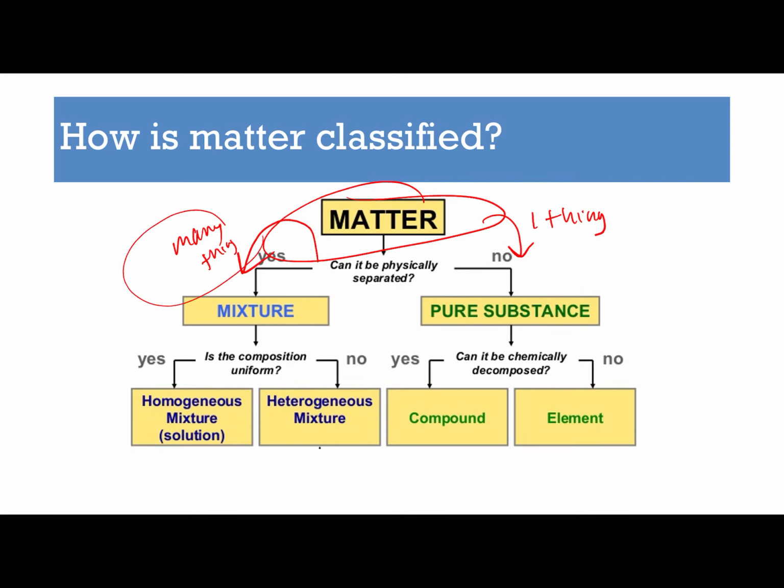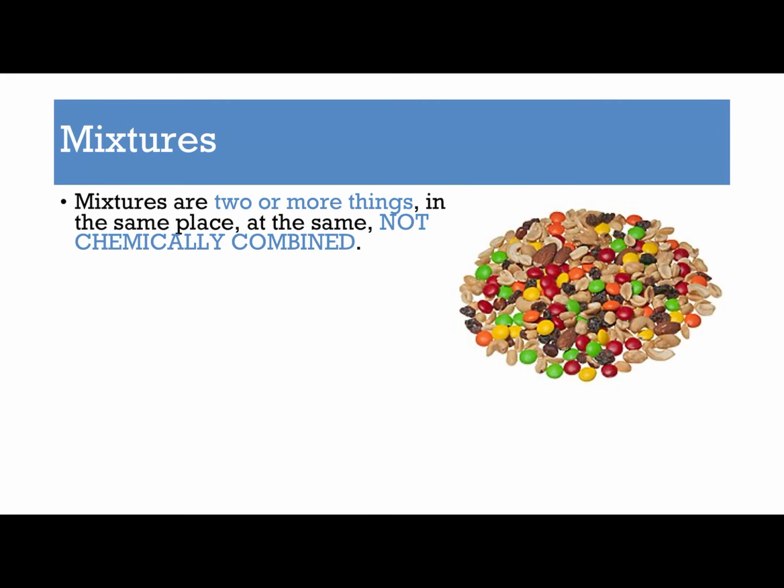Now, if you can see the different things in the mixture, homogeneous. If you have different amounts of things in the mixture, it is heterogeneous. And then back to here, if you have one thing and that one thing can be broken down, it is a compound. If that one thing cannot be broken down, it is an element.